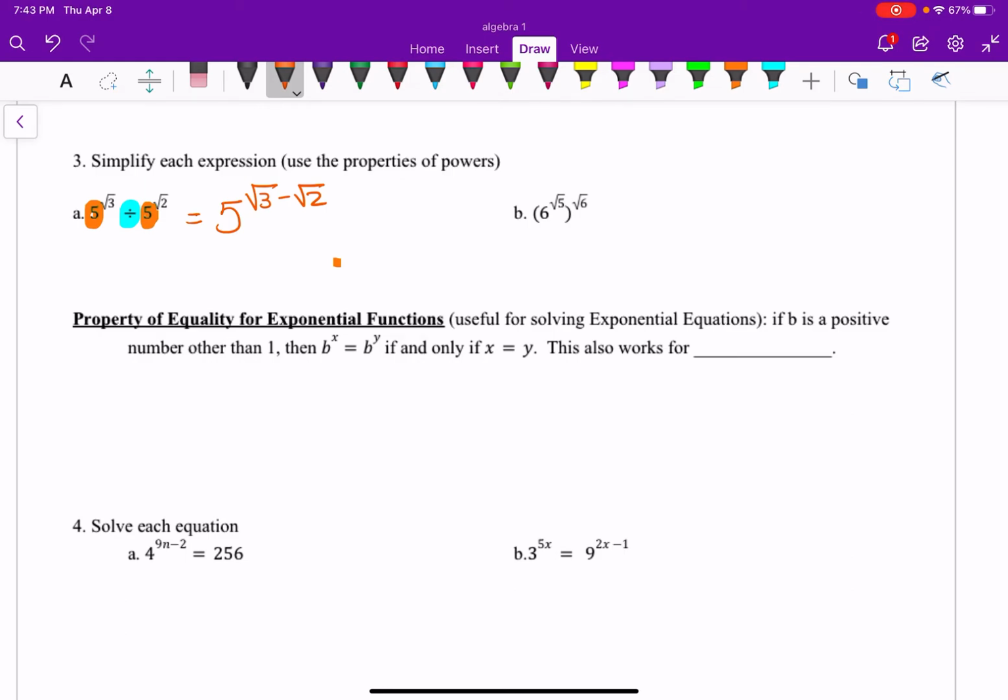Now, the next one is a power to a power. If we're doing a power to a power, we multiply. So that's root 5 times root 6. So that's really 6 root 30 because there's nothing that can come out of that root, okay?